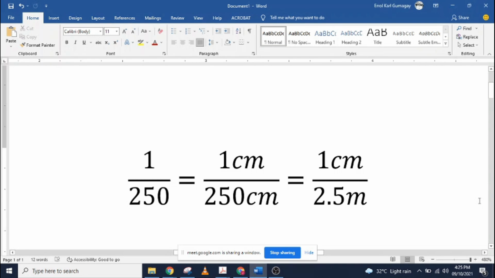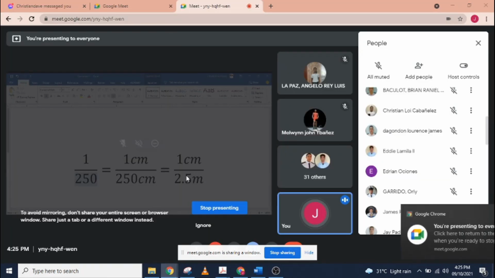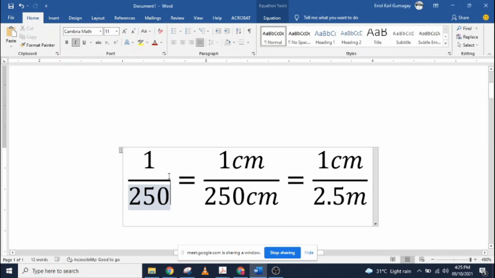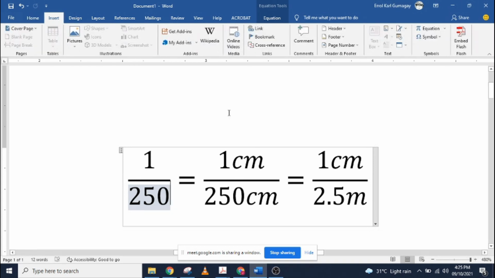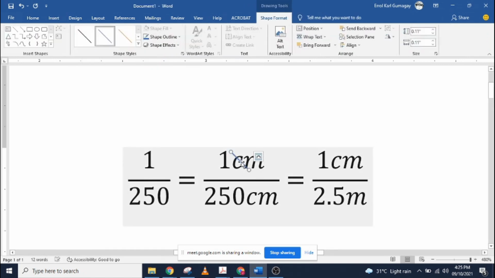Right, so sabi dun sa problem class, we will be using the scale na 1:250. Okay? So another way of saying that is we will be using 1 centimeter by 250 centimeters. Kasi meaning ng 1:250 class, nag-cancel lang yung ating unit. Okay, dito. This case, yung centimeter, this actually cancels out. Kaya naging 1:250.